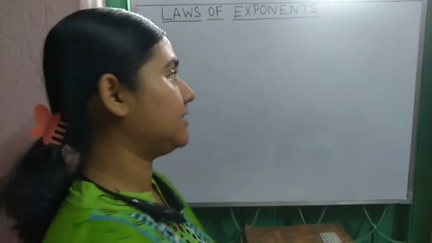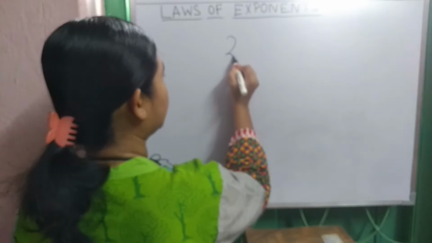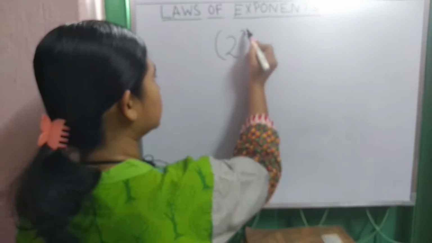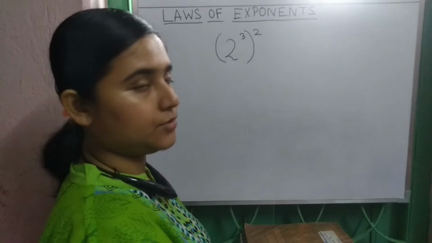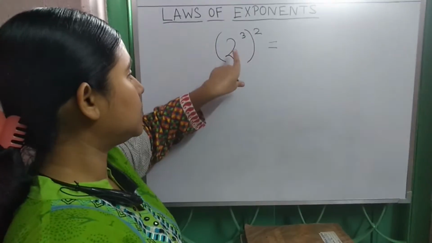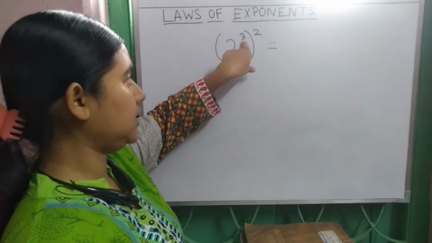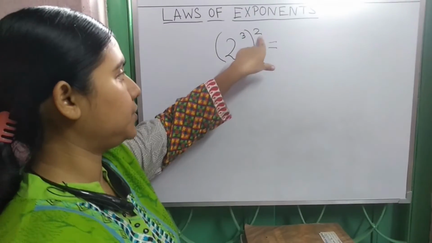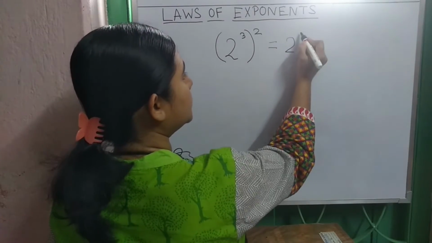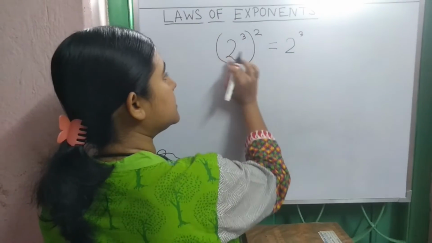Now come to the next formula. If I give you a question like this, then what will you do? Okay, so 2 to the power 3 whole to the power 2. We can write it like 2 to the power 3.